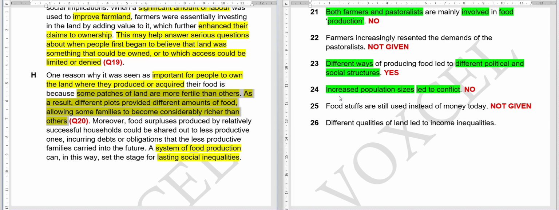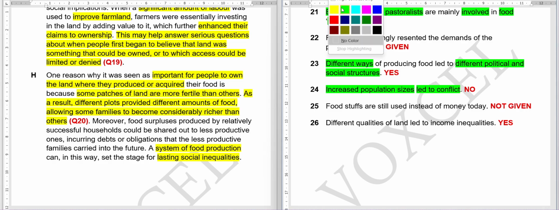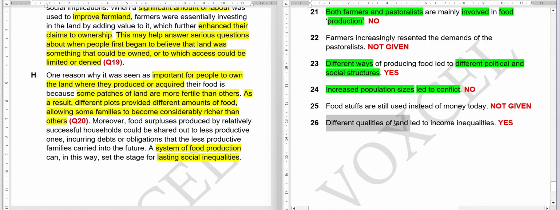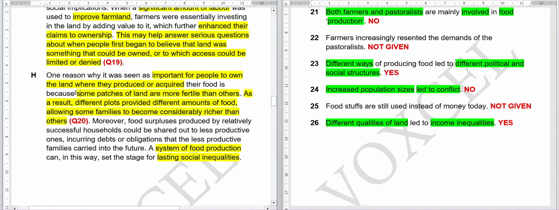Okay, time's up. I'm going to write the answer here first, then I will mark the location. And the answer to this question is yes. So we know they're saying the different qualities led to income inequalities, obviously. So here they're saying some patches were more fertile than others, and as a result this thing happened. So this is also part of this.